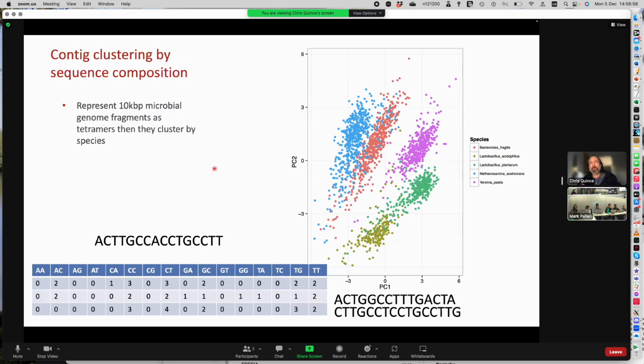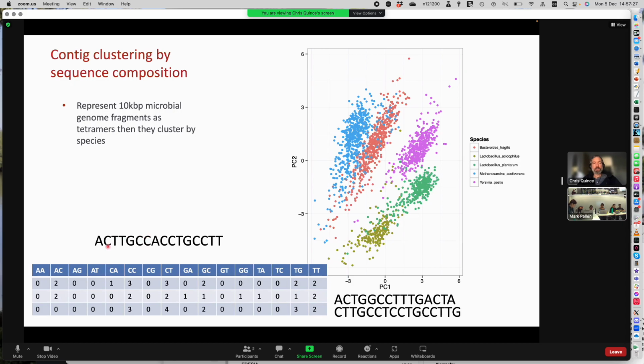Okay, so one possible feature that you can use is sequence composition. This isn't quite the same as when we're doing taxonomic classification, because effectively that's too fine scale a resolution. We need a feature that is more general to the genome. So typically what we'll do is k-mers again, but relatively short k-mers.